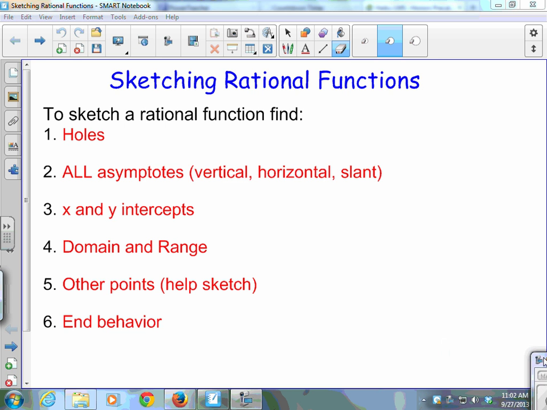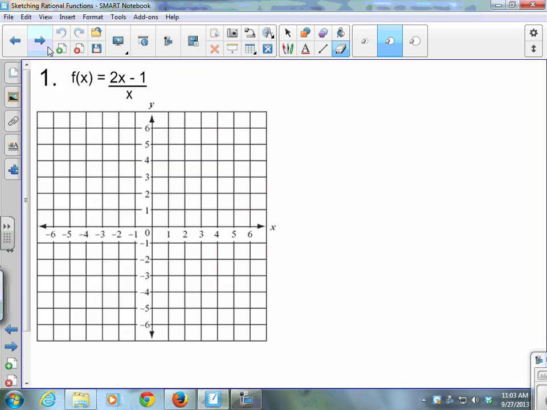Alright, so we're going to start sketching rational functions. To sketch a rational function, you have to find a whole lot of things, and all of these things are going to help you sketch the graph. So the first thing we need to find are holes, then all asymptotes, vertical, horizontal, and slants, if you have one, x and y intercepts, domain and range, other points that I'll show you how to find using your calculator, and then end behavior. So the first function that we have is 2x minus 1 over x.